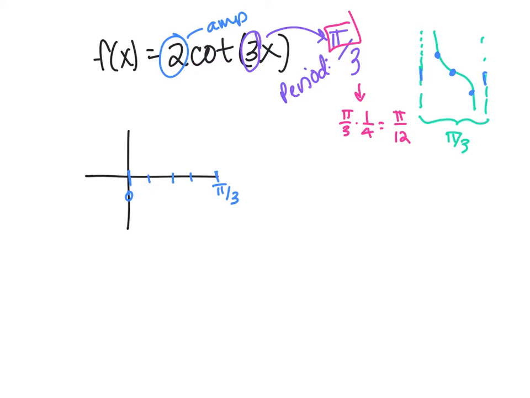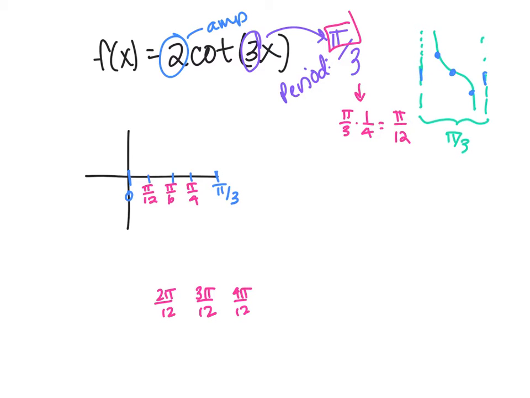So we start with 0. The next one would be pi over 12. That next tick mark would technically be 2 pi over 12, but that would reduce to pi over 6. That third tick mark would be 3 pi over 12. But that one also reduces to pi over 4. And then the last tick mark would be pi over 3. Technically, that's 4 pi over 12. So we're just adding that 1 pi over 12 each time.